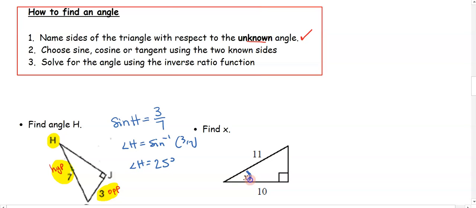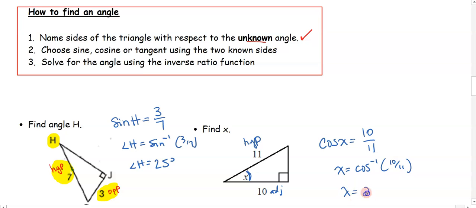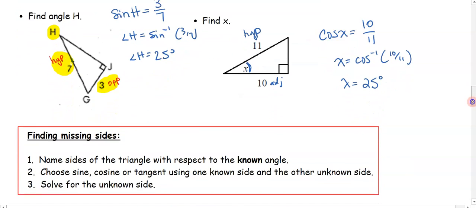So if this is the x, the angle I want to find, this is the hypotenuse, and this is the adjacent, right? Those are the 2 sides we know, so I'm going to name those 2 sides. I'm going to use cos, because that uses adjacent and hypotenuse. The cos of x is 10 over 11. X is cos inverse of 10 over 11. I'm going to type that in, cos inverse, bracket 10 divided by 11, and I get 24.6, or I can round it off to 25 degrees approximately. So that's how you find the unknown angle.